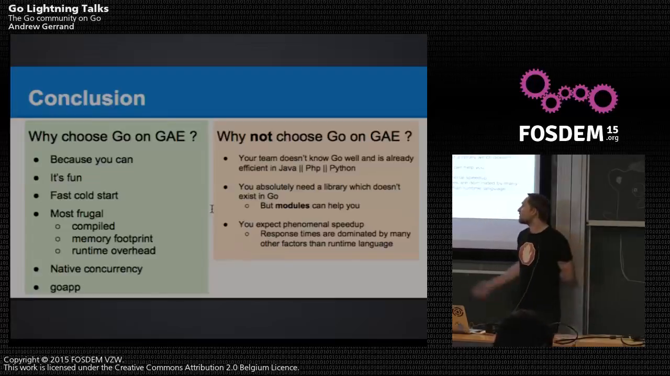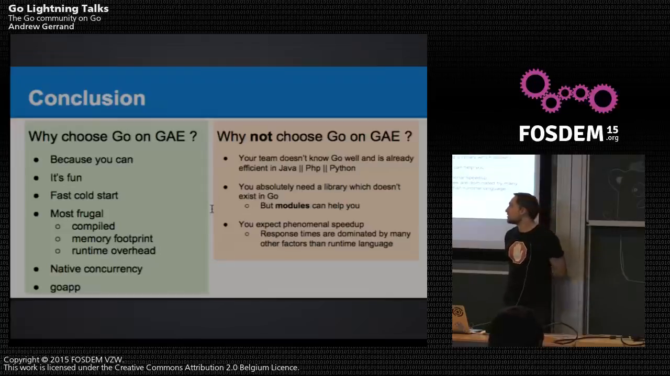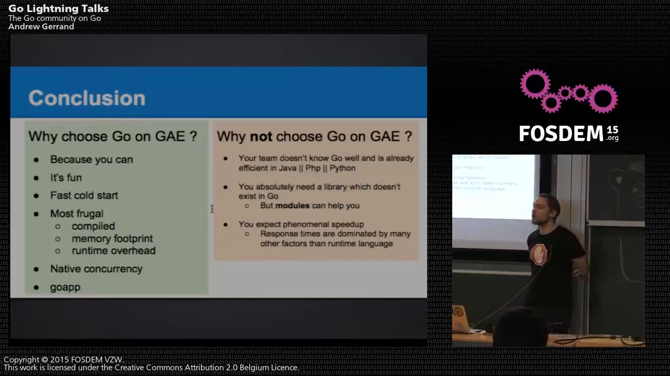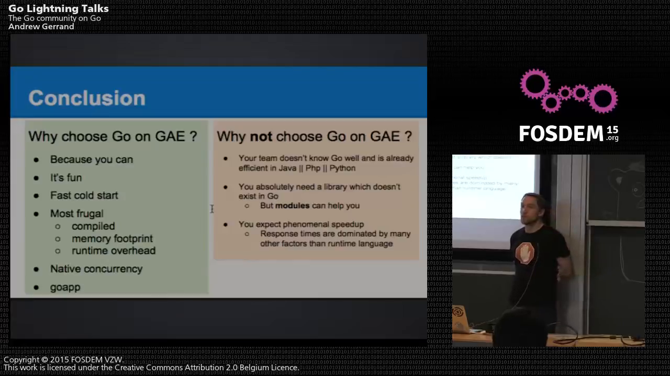You have, of course, the native concurrency, goroutines and channels. And the tooling is very good: if you want to develop and test on your localhost, you type goapp serve, and if you want to deploy it online, you type goapp deploy, and it works really nicely.